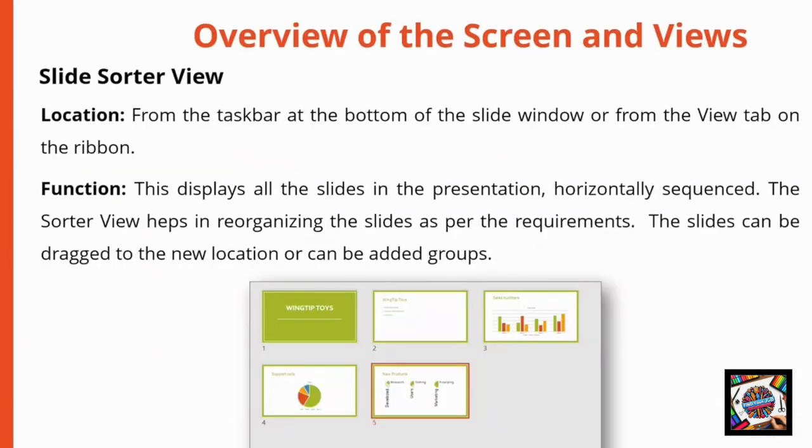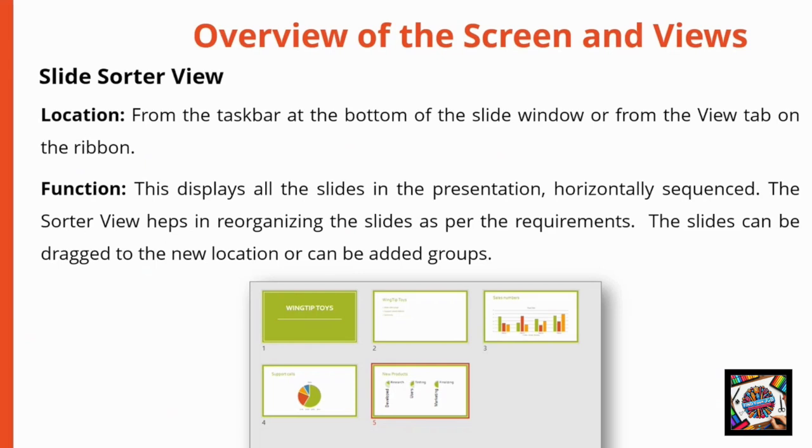Next, we will go to slide sorter view. You can locate it from the taskbar at the bottom of the slide window, or from the view tab on the ribbon. You can locate slide sorter view twice, like we just saw the normal view, once on the taskbar at the bottom of the screen and once in the view ribbon menu. Slide sorter can be viewed in the same way, with an icon which is present at the bottom of the screen or from the view tab menu.